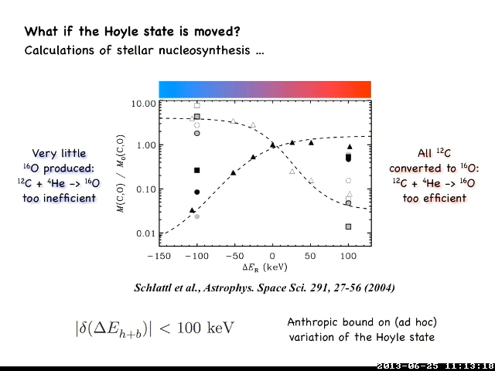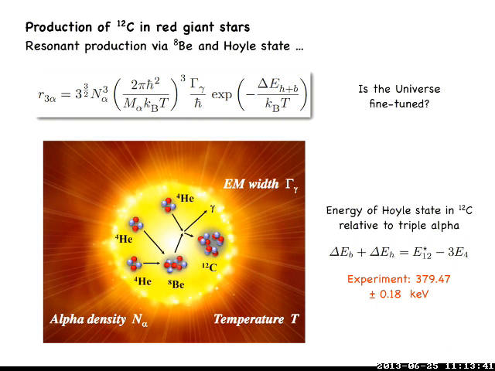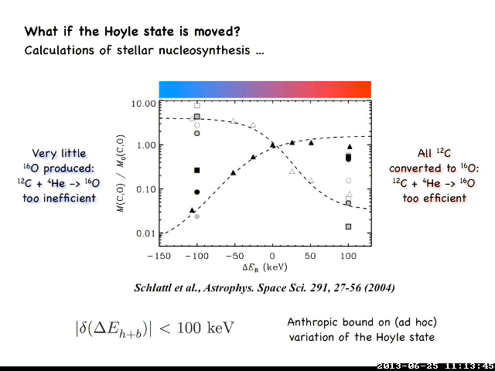We can answer this from calculations of the stellar abundance of carbon and oxygen which is formed, if we just change this value manually.